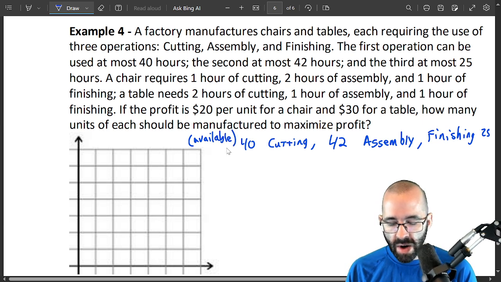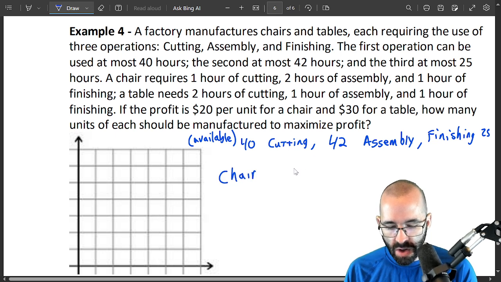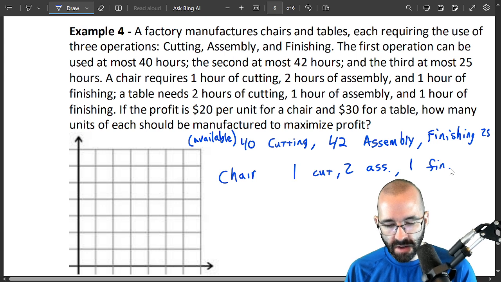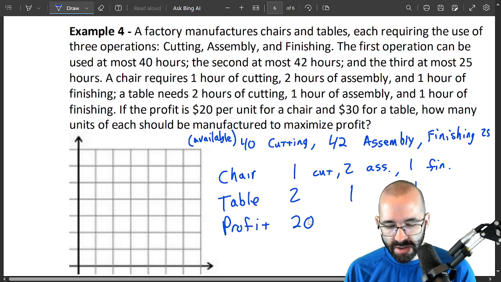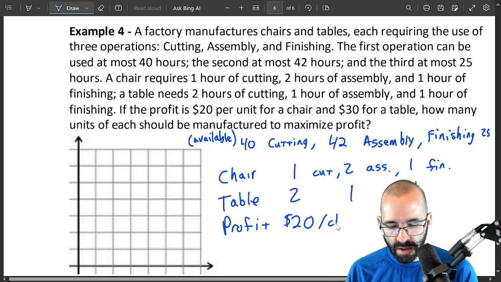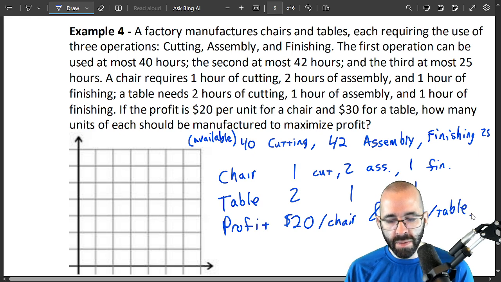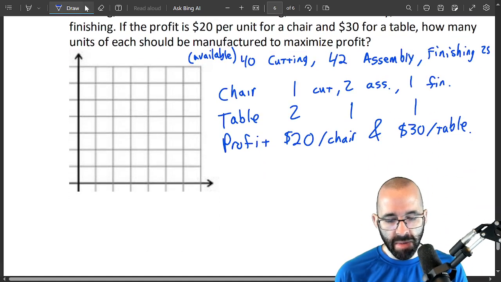All right, a chair requires 1 hour cutting, 2 hours assembly, and 1 hour of finishing. A table is going to be double the amount of cutting, 1 hour of assembly, and 1 hour of finishing. If the profit is $20 per chair and $30 for a table, how many should be manufactured of each to maximize profit?